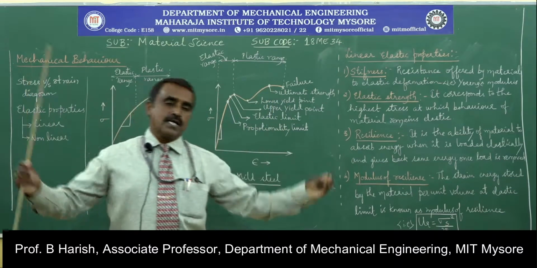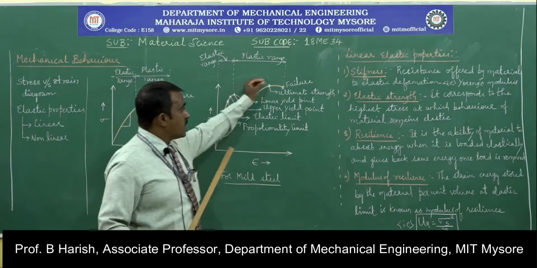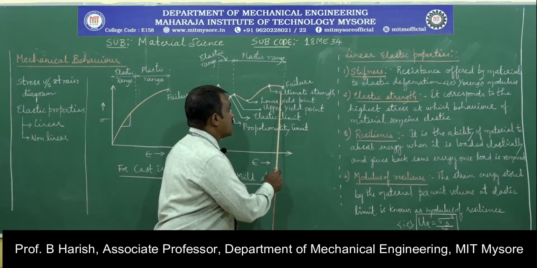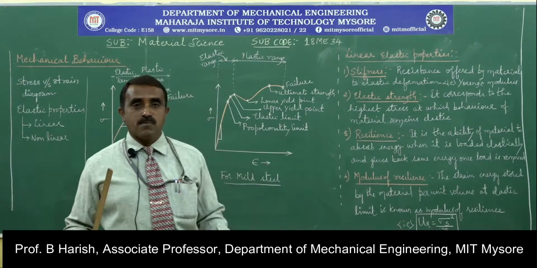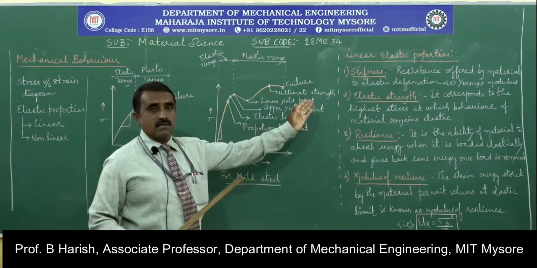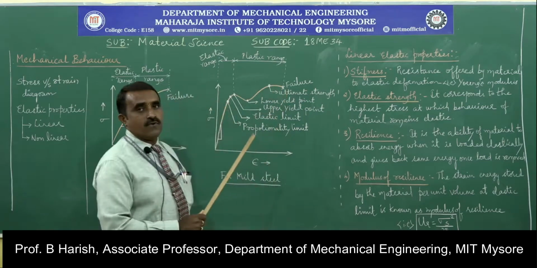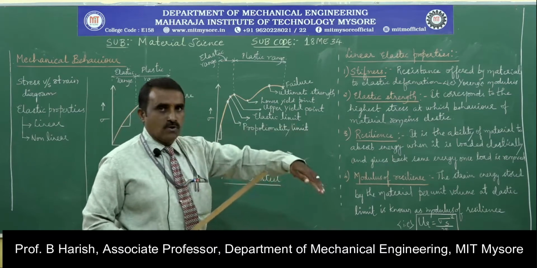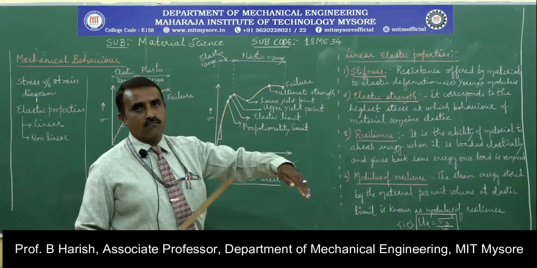Further you continue loading. When you continue loading, at a particular point you get the maximum position of the curve. The loading at this point is the ultimate strength, that is the maximum load the specimen can take. That is called ultimate strength. Now further you can see that once again the curve drops down. After it reaches the maximum position, the curve drops. Even if you continue loading, the maximum load it has taken, it will not take further load.